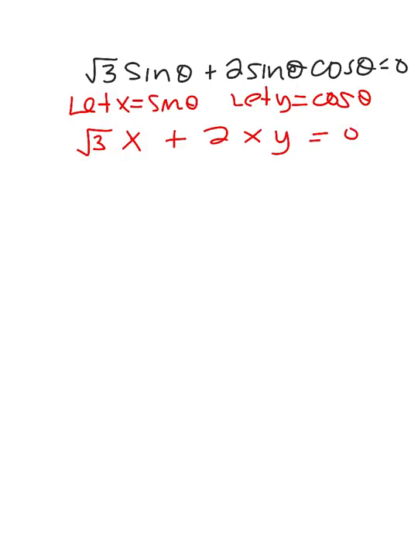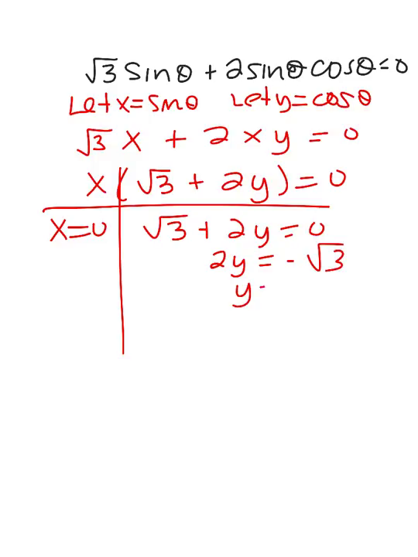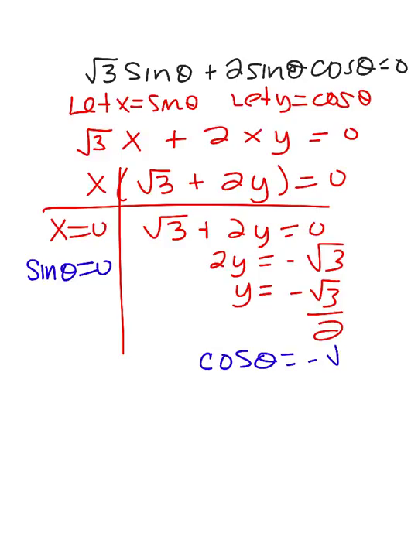So there is a GCF. The GCF is x. So I factor out the GCF of x, and I'm left with radical 3 plus 2y is equal to 0. Okay, T-chart. I get x is equal to 0. Radical 3 plus 2y equals 0, minus the square root of 3, so I get 2y is equal to negative the square root of 3. Divide by 2, I get negative the square root of 3 over 2. So I'm going to replace x with sine. So I have sine theta equals 0. That's special, we'll use the unit circle. And then I have y, cosine theta, equals negative radical 3 over 2.